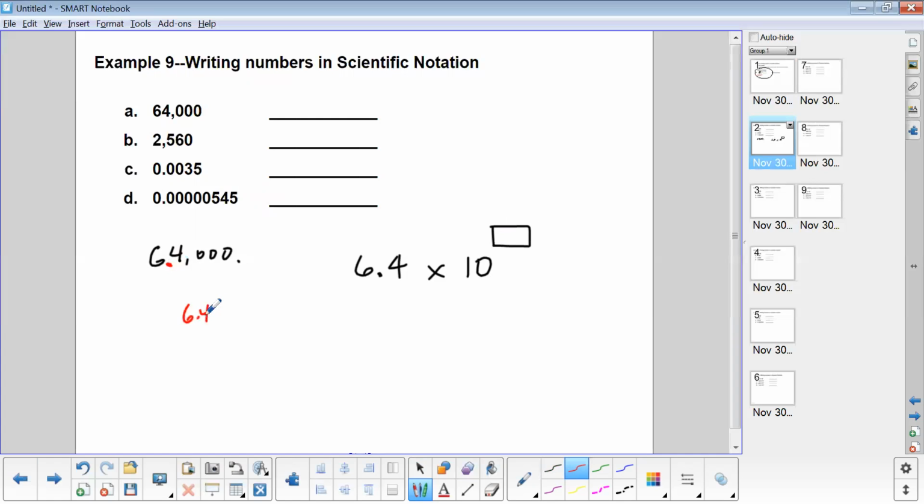Well, if it was 6.4, if I multiply by 10, I get 64. If I multiply 64 by 10, I'm at 640. If I multiply 640 by 10, I'm at 6,400. And if I multiply 6,400 by 10, I'm at 64,000, which is where I needed to be. But where should I have started? I should have started right here. So how many times did I multiply 6.4 by 10? It would be 4 times.